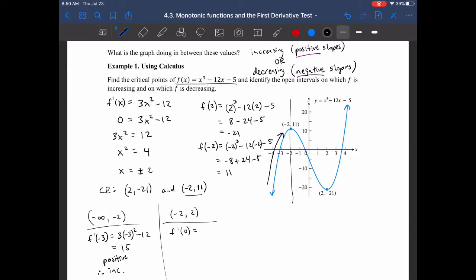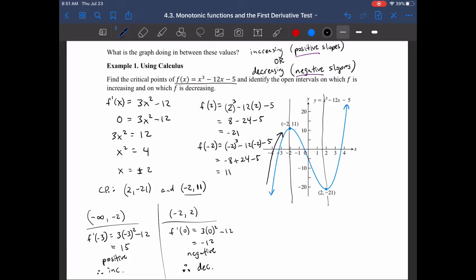You've got 3 times 0 squared minus 12. So that's just minus 12. This is a negative slope. That means all of the slopes between those 2 points are negative, and therefore the function is decreasing on that interval. If we look at that interval here on the graph, between these 2 points, you can see it's all downhill, it's all decreasing.